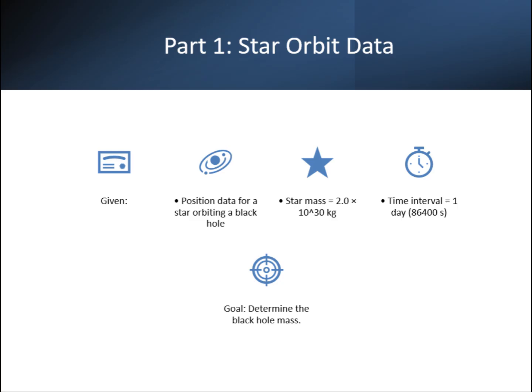Part 1. Determining the black hole mass. In part 1, I analyzed the position data for a star orbiting a black hole located at the origin. The system I consider is the star, while the black hole acts as an external source of gravitational force. The initial conditions included the star's mass, which is 2.2 times 10 to the 30 kilograms, and the time interval, which was 1 day or 86,400 seconds.